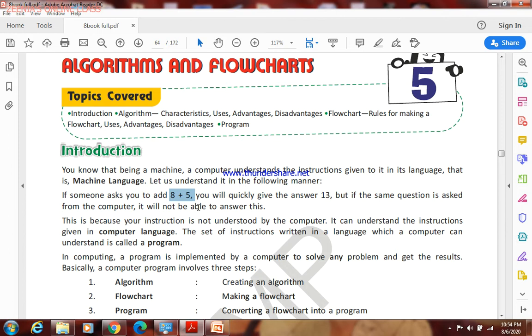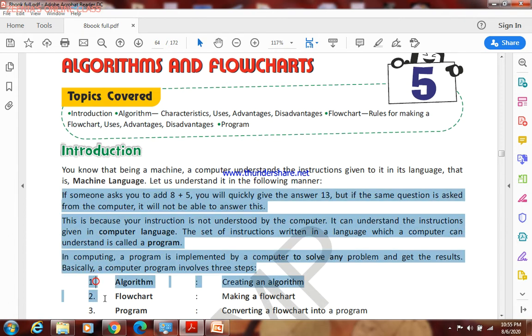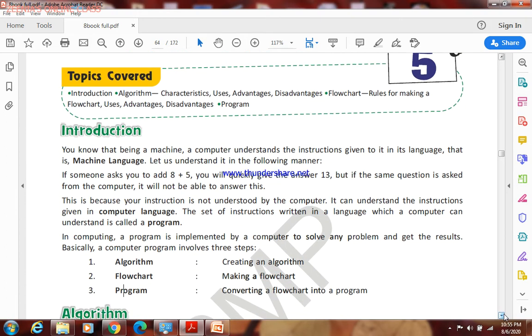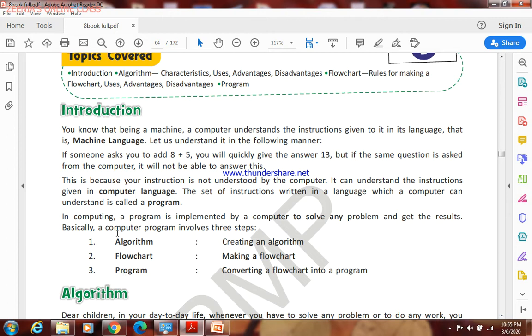But this computer program will involve these 3 steps. Always, every set of instructions involves these 3 steps. First is algorithm, next is flowchart, then program. Every set of instructions, each task we have to do in computers, we need to form in these 3 steps. These are the most important steps for making the task successful on the computer.